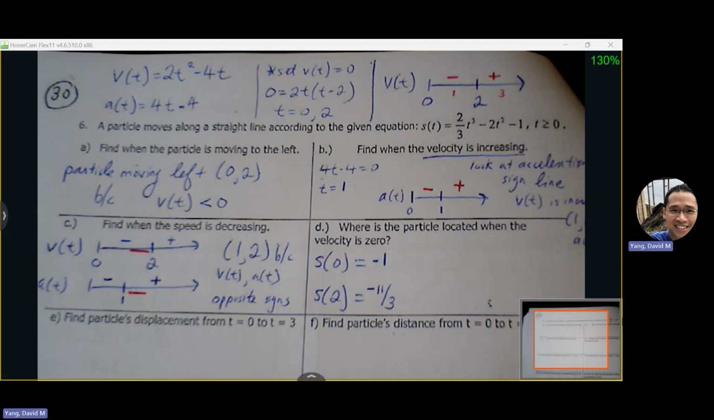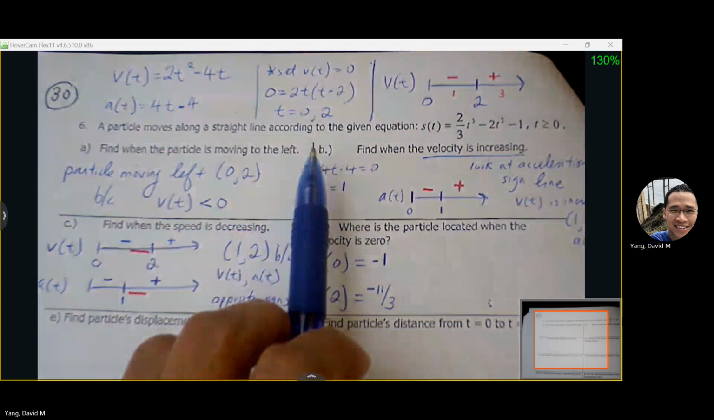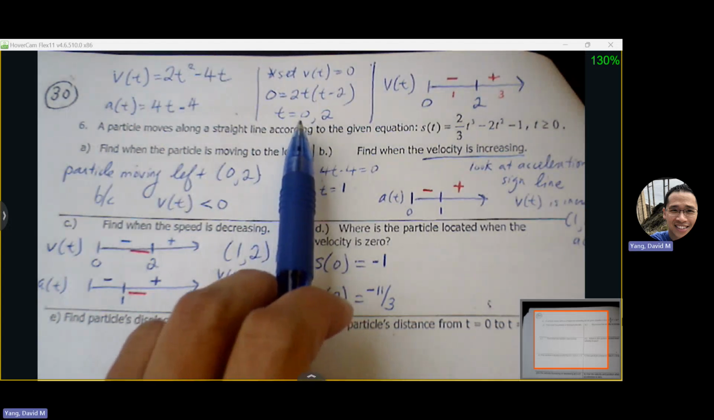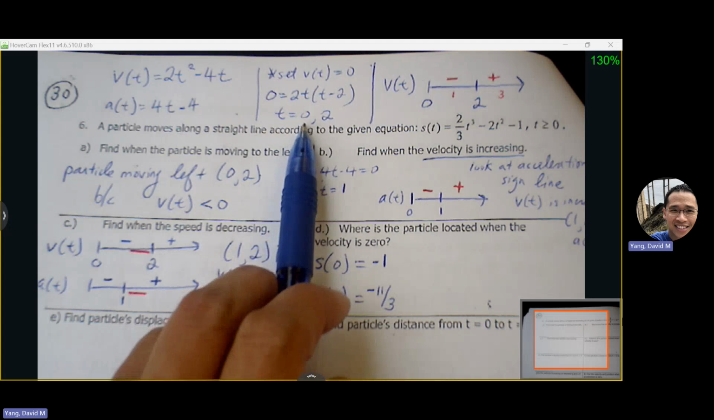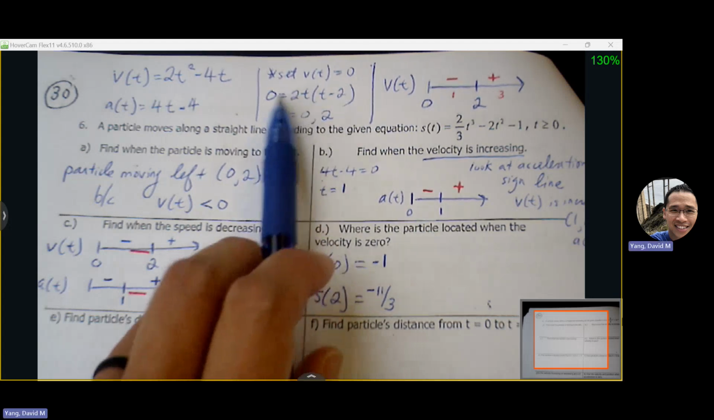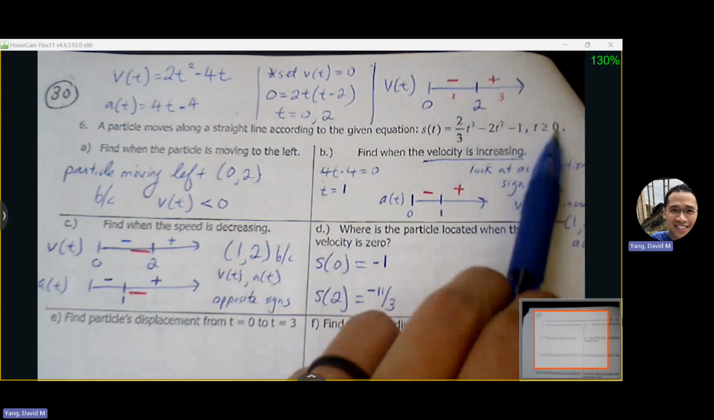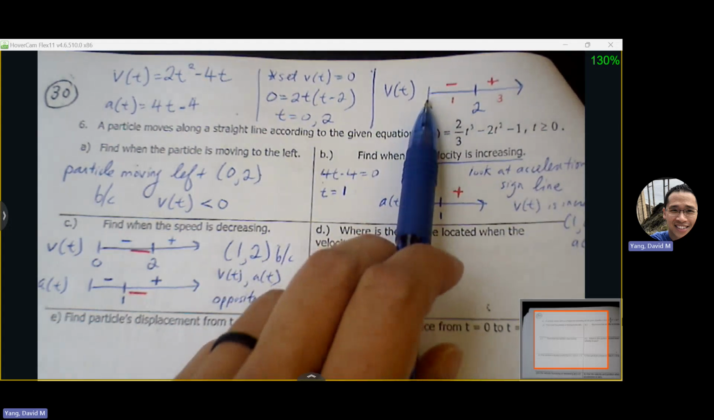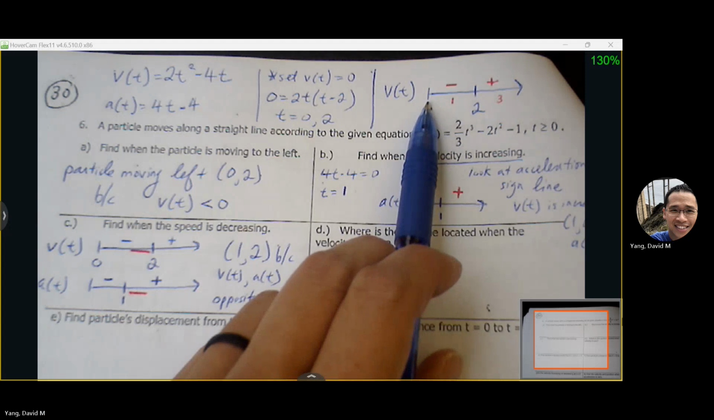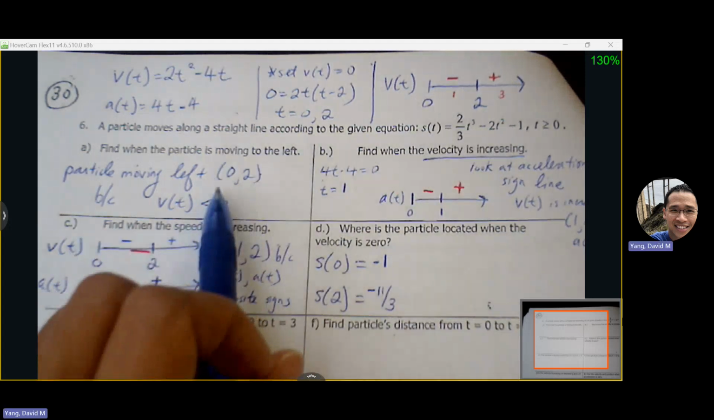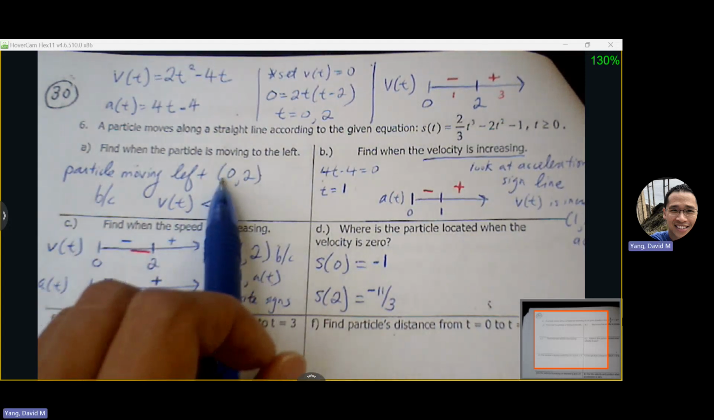Because in this case, for this problem, the particle is not moving at 0. Because when we set v of t equal to 0, 0 ended up being a place where it's not only an endpoint, but it's also a place where the object is not moving. So we don't include 0 because there's no movement at 0.